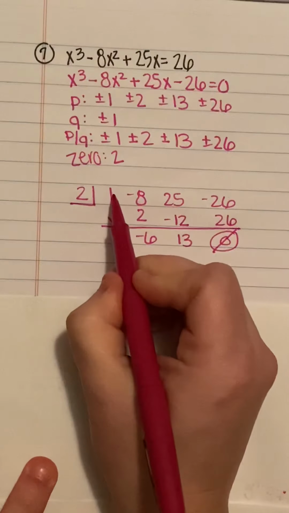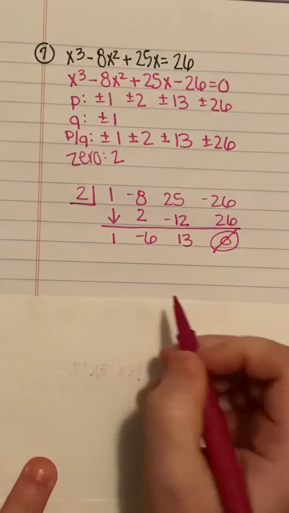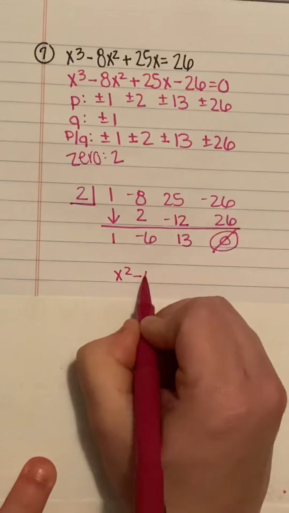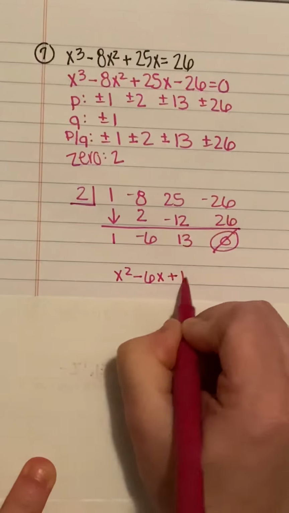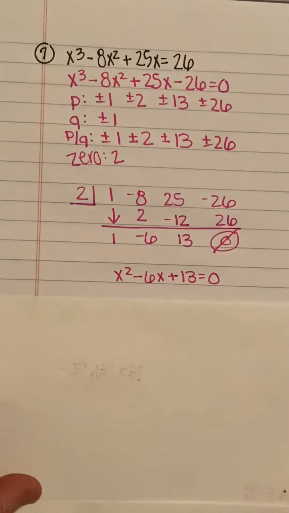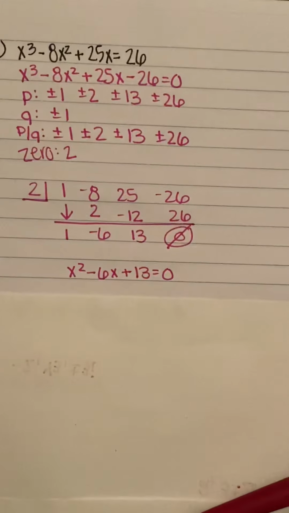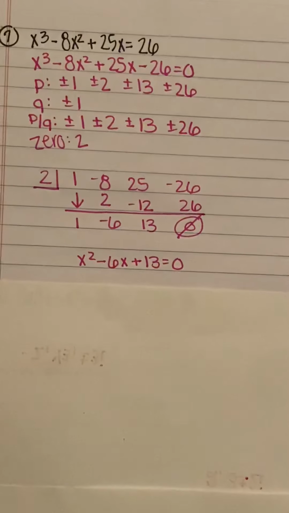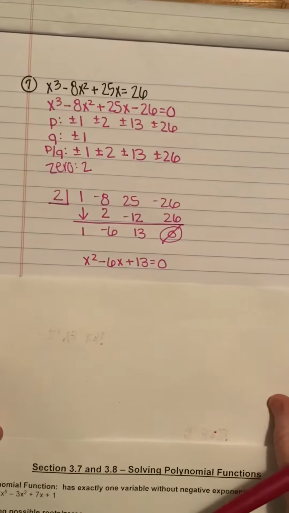Now remember, I started off with x cubed, so this is x squared. So this says x squared minus 6x plus 13 equals 0. Now, since this is quadratic, from here I can use the quadratic formula to solve for my solution. All right, let me scoot this over, zoom out. Let's see if we can get our solution right here.